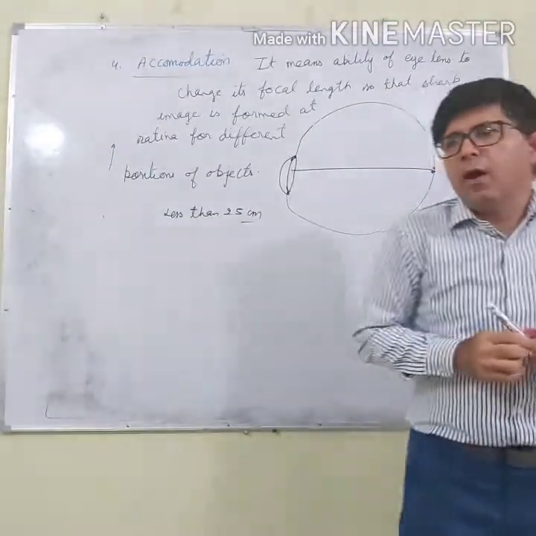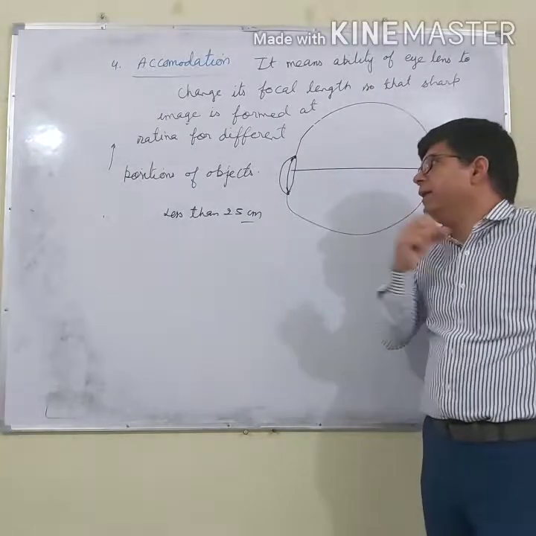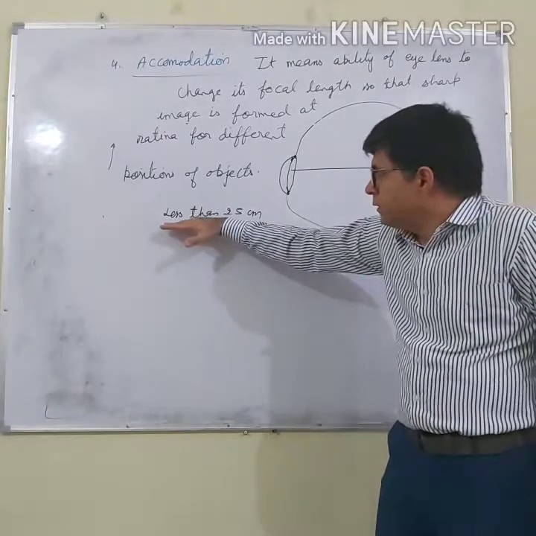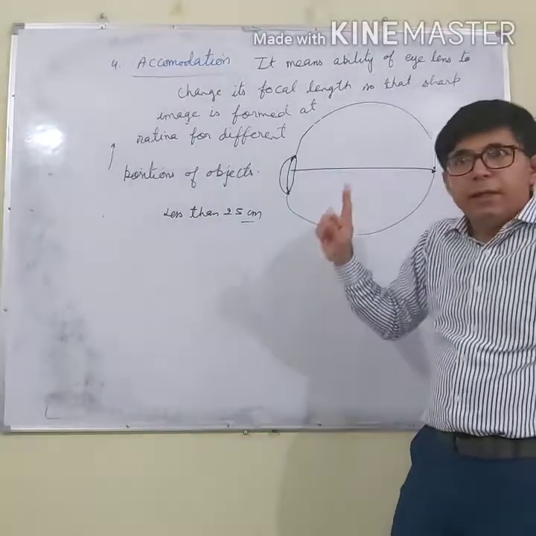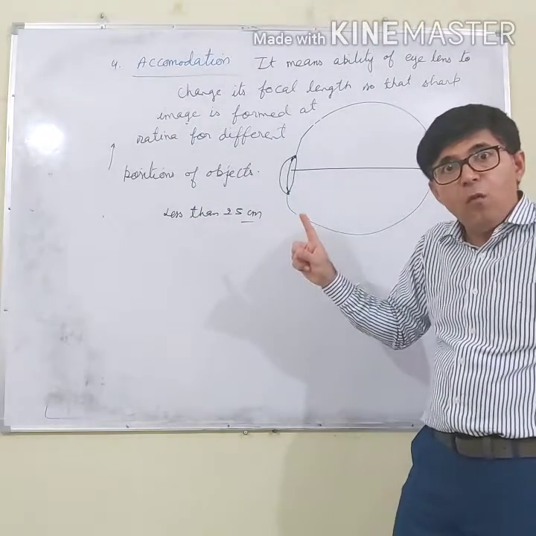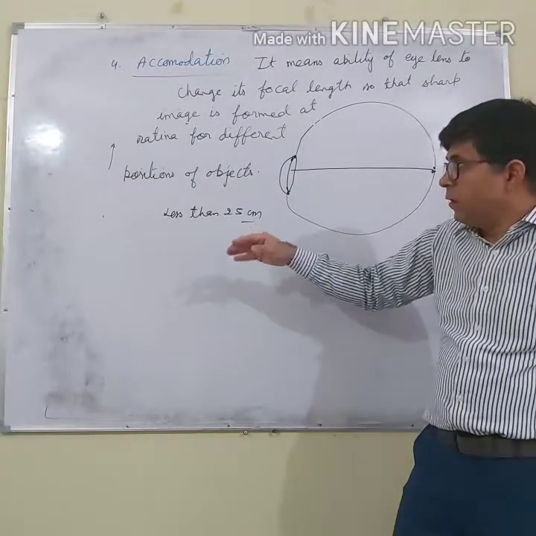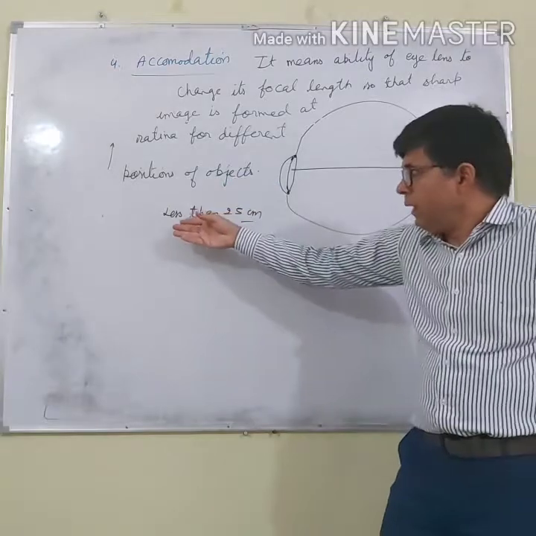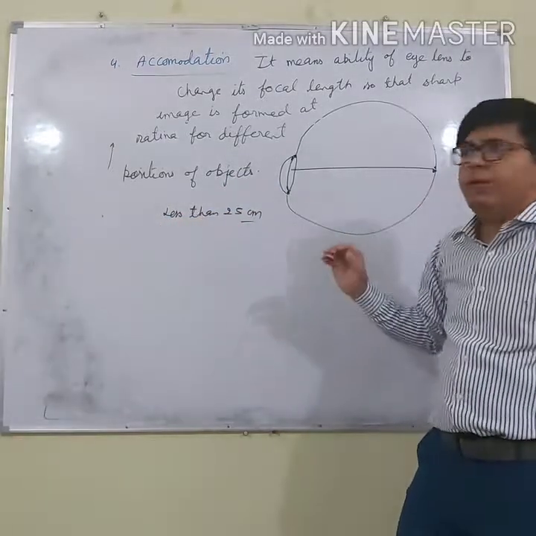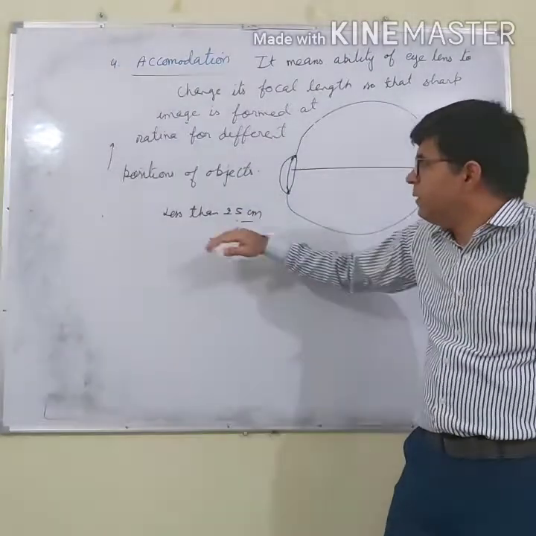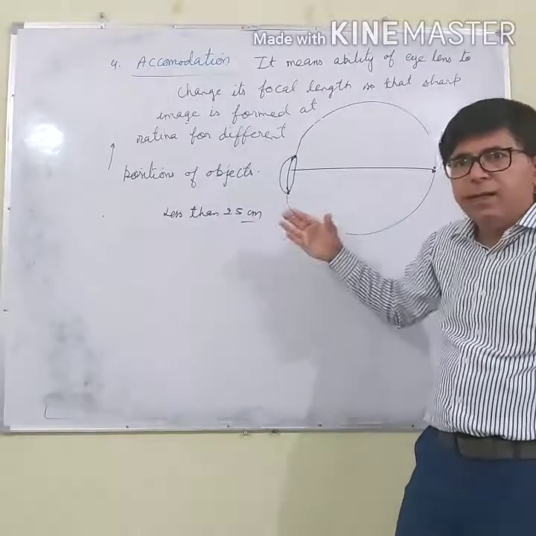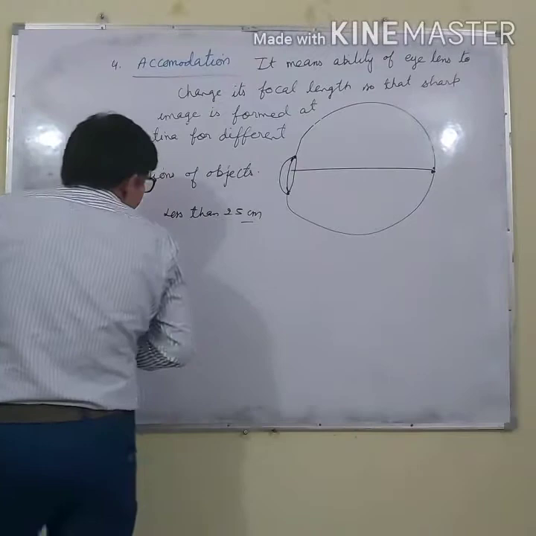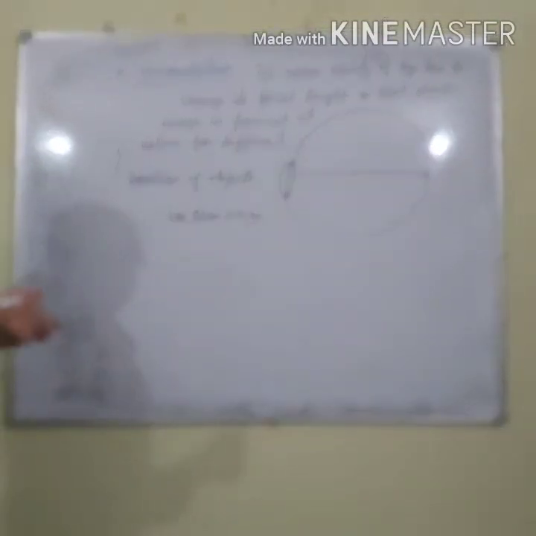Listen, our eye lens cannot decrease its focal length beyond a certain extent, right? So that's why we cannot see clearly the objects which are at a distance less than 25 centimeter.